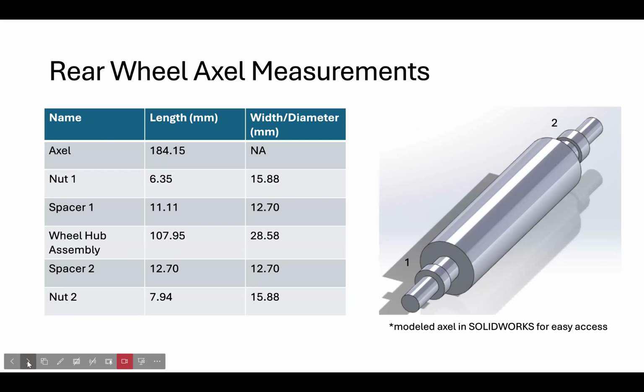These are some of the measurements for the shaft itself. The axle was made up of a nut, a spacer, a wheel hub assembly, and another nut and spacer on the opposite side of it as well. Here are some of the lengths and widths that I measured from these shafts, and I also modeled the axle in SolidWorks for easy access.